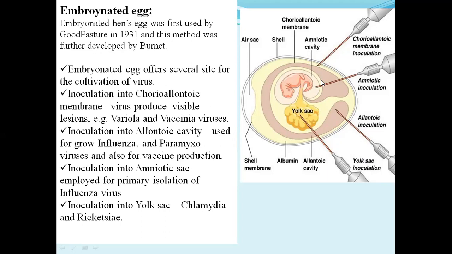Then inoculation into the amniotic sac. This is the amniotic sac. We can directly inoculate the virus into the amniotic sac of the young. This is useful for cultivating influenza viruses. Then inoculation directly into the yolk sac. This is the yolk sac, the yellow yolk. We can directly inoculate the virus into the yolk sac, and this is useful in the cultivation of chlamydia and rickettsiae.